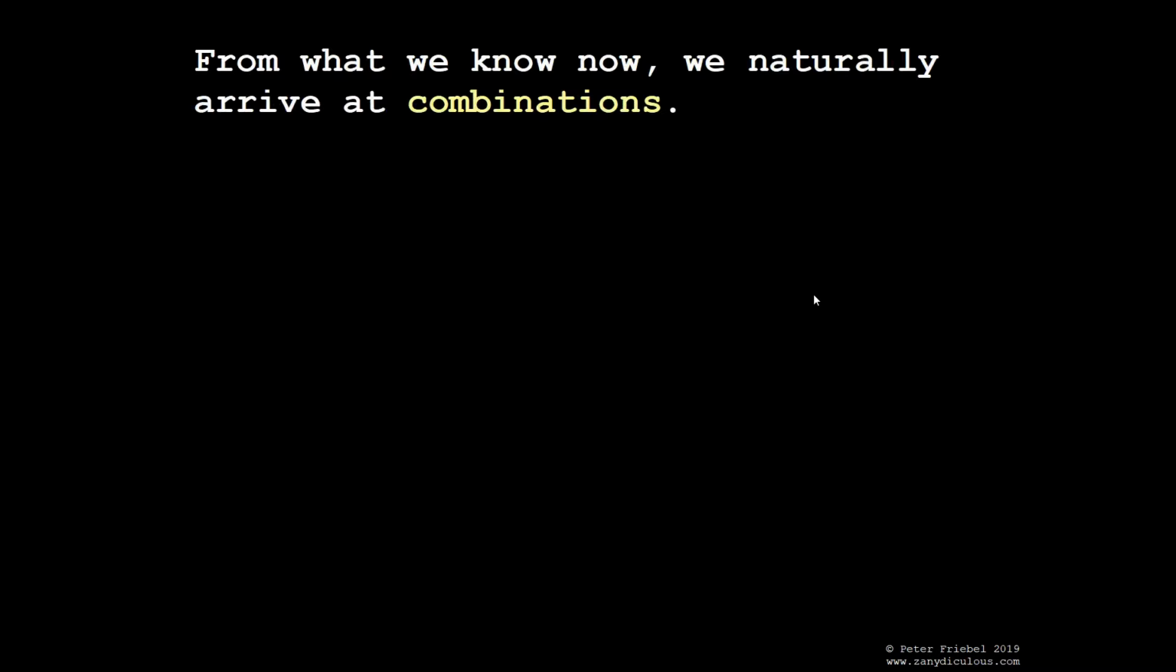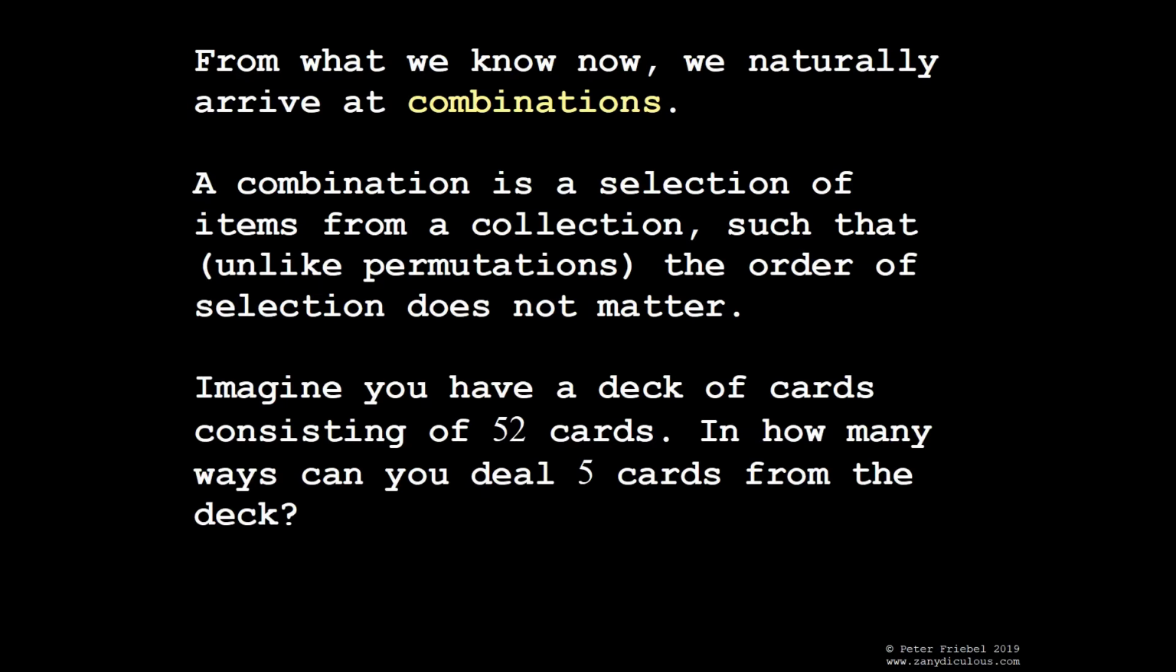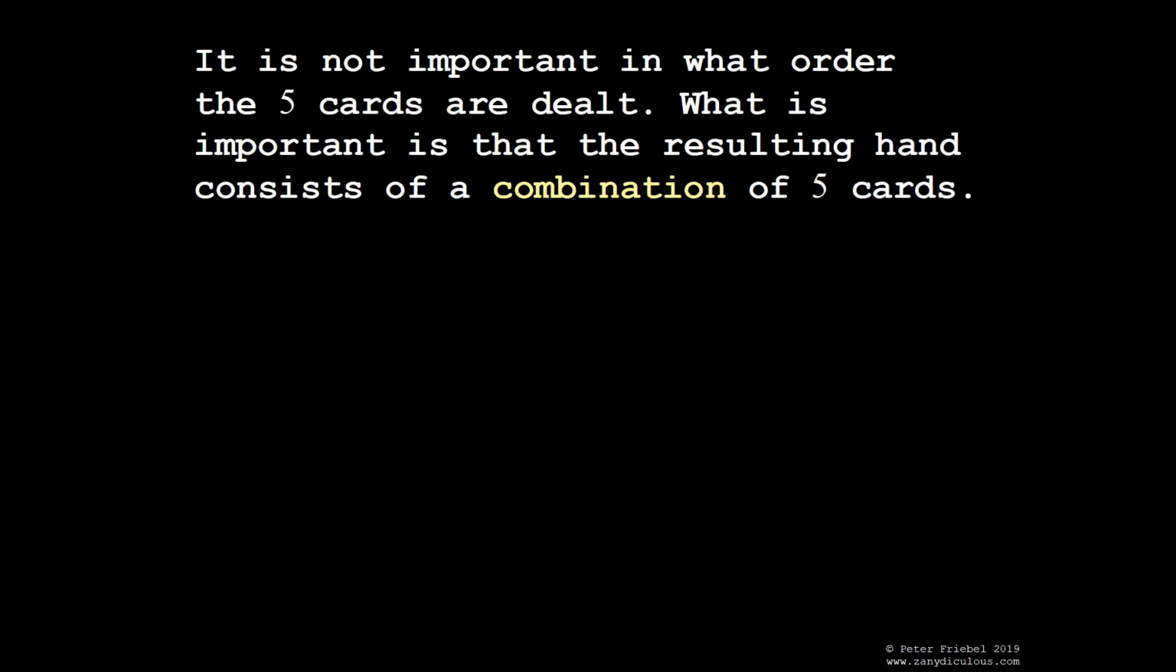From what we know now, we naturally arrive at combinations. A combination is a selection of items from a collection, such that unlike permutations, the order of selection does not matter. Imagine you have a deck of cards consisting of 52 cards. In how many ways can you deal 5 cards from the deck? It is not important in what order the 5 cards are dealt. What is important is that the resulting hand consists of a combination of 5 cards. Think about it.